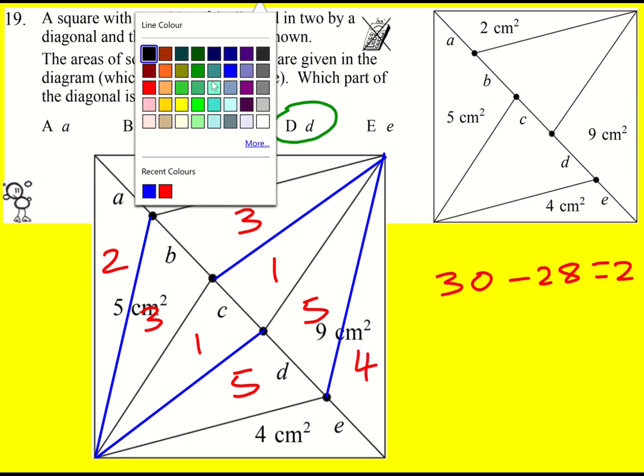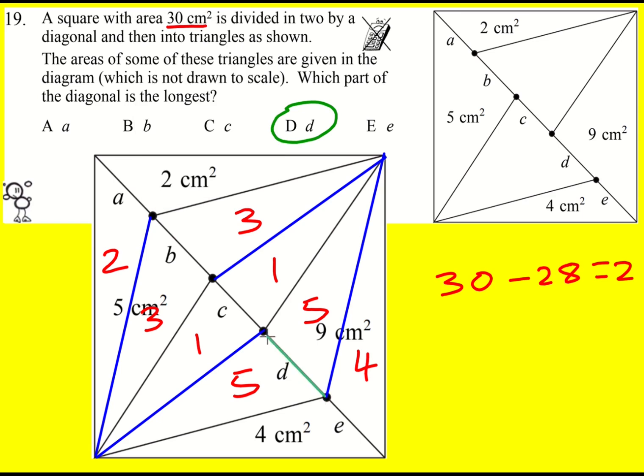So each triangle has a base along the diagonal. Remember, the area of a triangle is a half base times height. So I want to look at the bases, because then the area is going to be related to that. It's going to be strongly related, because the area of a triangle is half the base times the perpendicular height. And all of these triangles will have exactly the same perpendicular height.